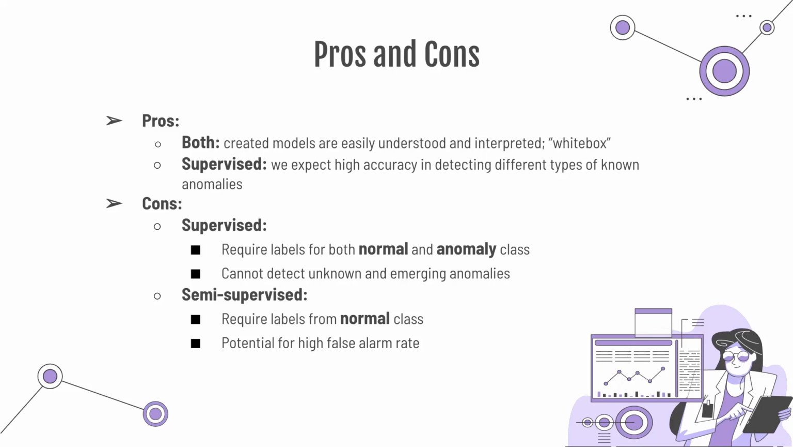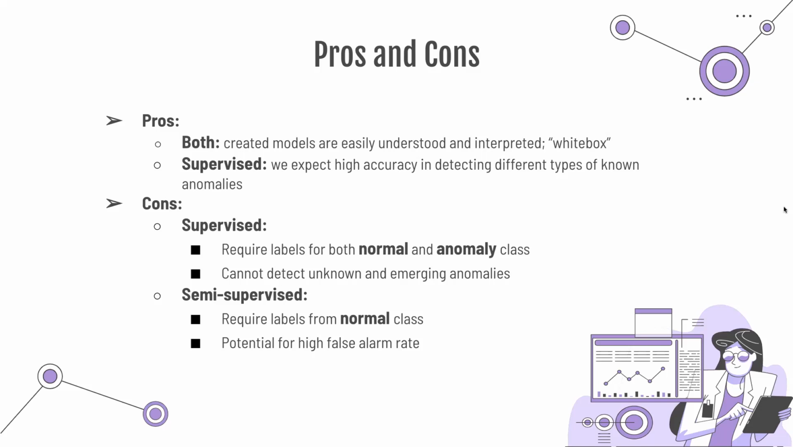And then for supervised, a particular pro would be that we expect there to be high accuracy in detecting the different types of known anomalies. Because we've given the model labeled anomalous data and normal data, it should have a pretty good sense and a pretty high accuracy of knowing the anomalies. We mentioned earlier that accuracy is not a great metric, but if we do know there's a certain amount of anomalies, we can test essentially our accuracy on anomalous data rather than accuracy on everything in the data set.